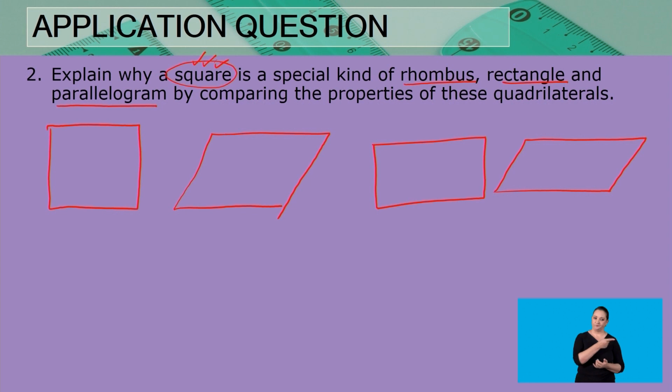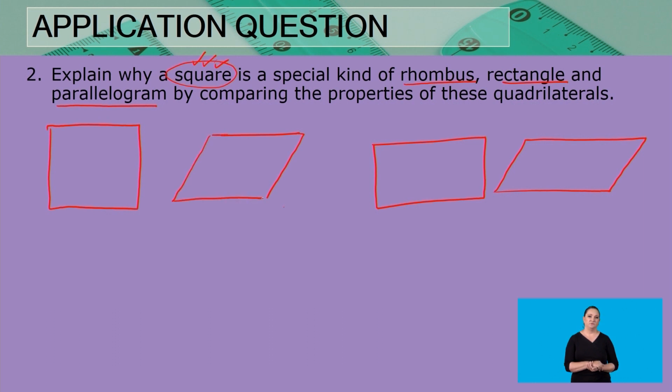So now, of course, we know there that, let's just redraw that rhombus. So we know that with a parallelogram, the opposite sides are parallel. And of course, those are all the things that apply to a square as well. So we have the opposite sides parallel as well. So that's what makes a square a special parallelogram.